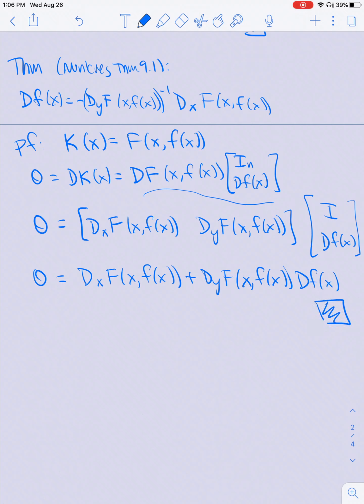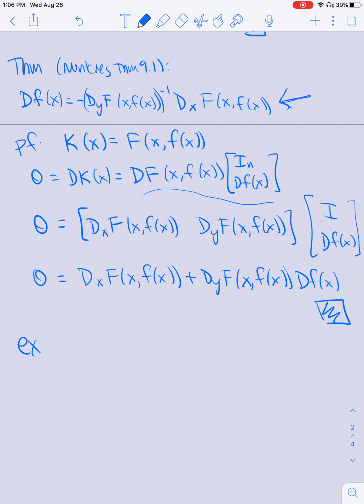Notice that if you rearrange, you get this equation. Notice that this goal equation here only makes sense if d_y of f is invertible. So it only makes sense in this neighborhood W, close to x naught.